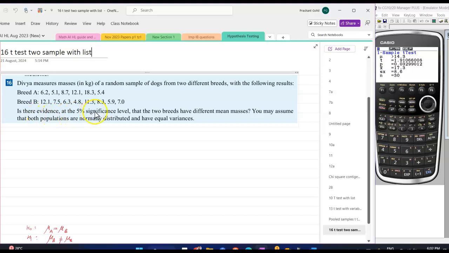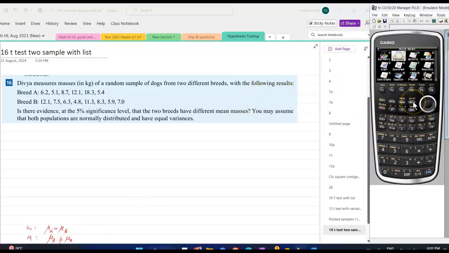Is the evidence at the 5% significance level that the two breeds have different mean masses? So what's your null hypothesis? No change. So the mean of A is the same as the mean of B. What is the alternative hypothesis? They are different. The means are not equal. Now what will you do in this case? Two samples, you'll be doing.